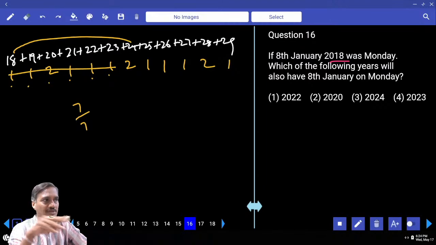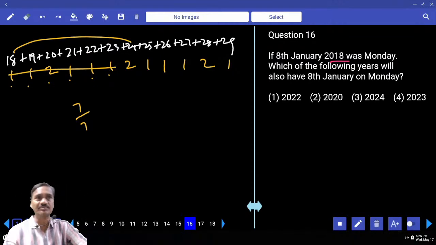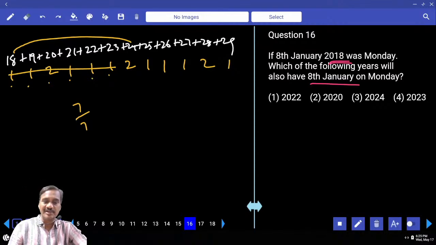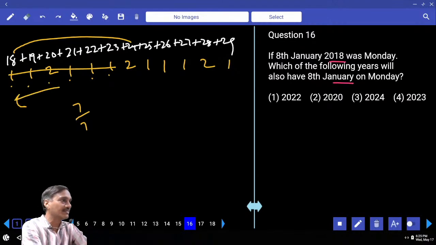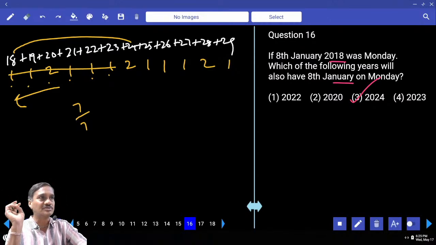Till 28th of February 2024, we will have the same calendar, but it is different from there onwards. 2018 Monday, then 8th January on Monday. 8th January on Monday రావాలంటే ఏమవ్వాలి? 8th January అప్పుడు మనకి ఏమొస్తుంది? This is happening before 29th February, 29th February ముందు వస్తుంది కాబట్టి ఏమవుతుంది? 2024 సరే. Clear? 29th February దాటింది అనుకోండి, 1 day will be extra.